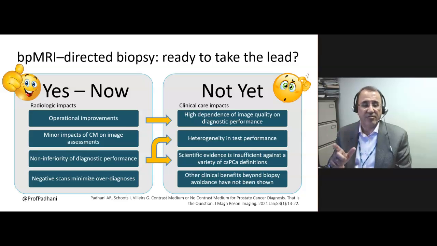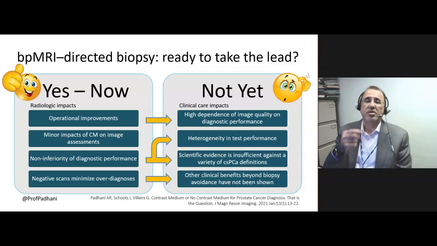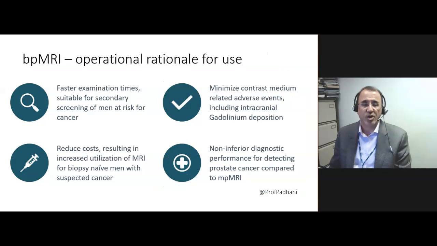And the scientific evidence is insufficient against a variety of clinically significant prostate cancer definitions, and we'll come back to that. Negative scans, of course, can be called on a biparametric MRI, which can help to minimize overdiagnosis. But remember, there are other benefits of multiparametric MRI beyond overdiagnosis that we also need to consider.